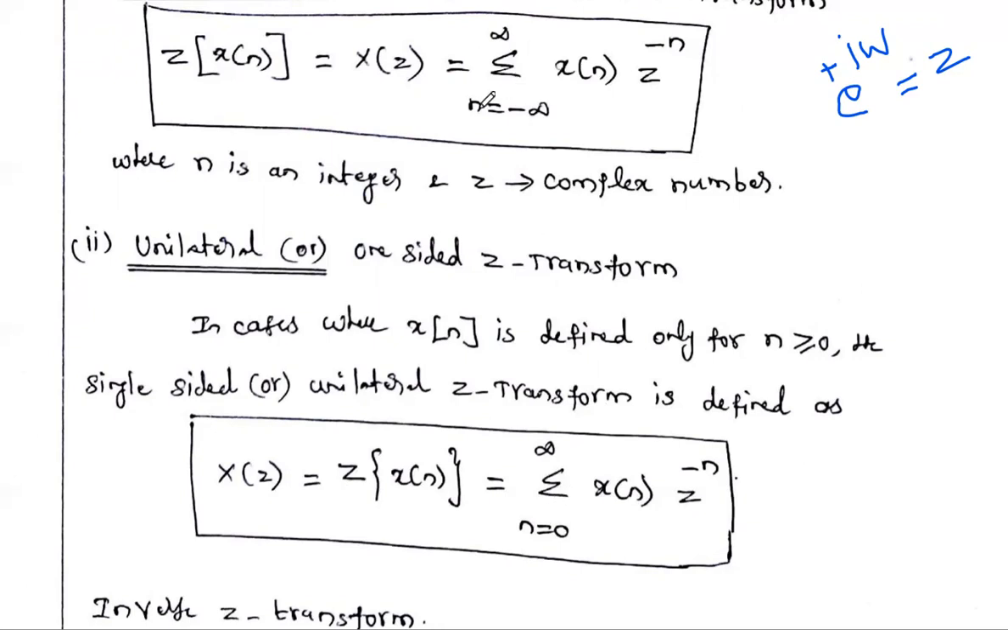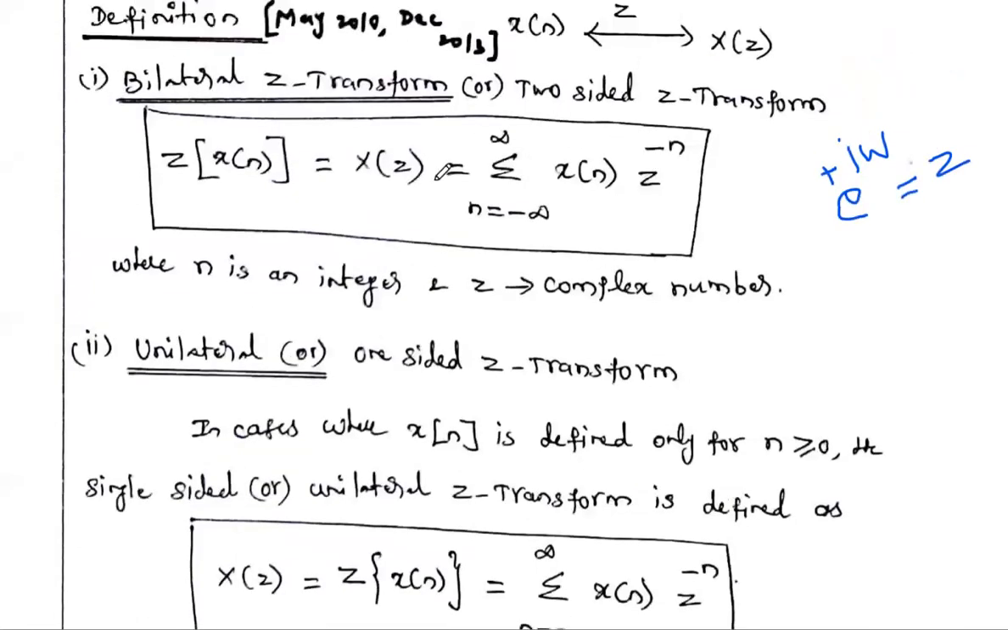Here, the summation limit is from n equal to minus infinity to infinity, the entire time duration. Unilateral means summation from n equal to 0 to infinity, that is, for positive values of time we are calculating. So this is said to be the unilateral or one-sided Z transform. Generally, we may use the bilateral Z transform for any type of signal, whether a causal signal or an anti-causal signal.